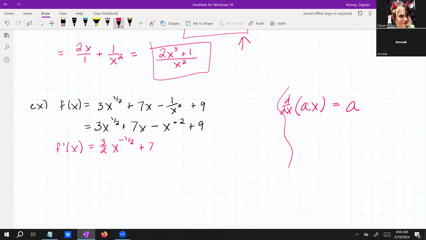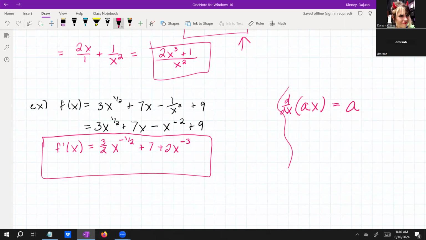All right, negative times negative 2 gives me a positive 2x to the negative 3 because we subtract 1. And then the derivative of a constant is 0. So my final answer is right there. Okay. That is it for this one.